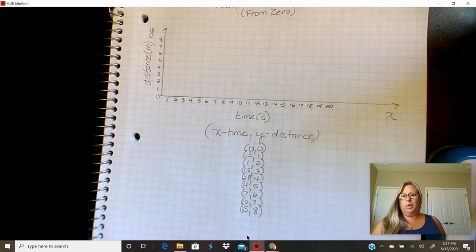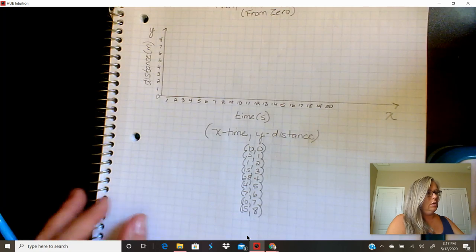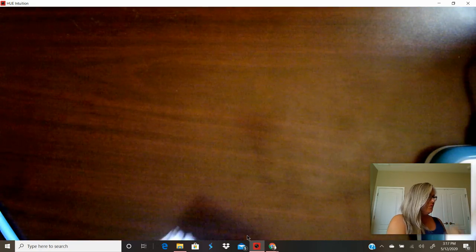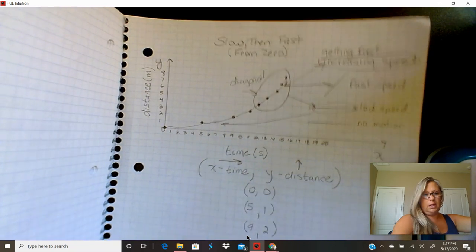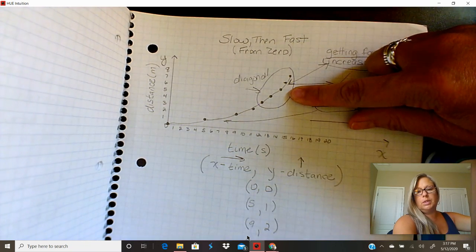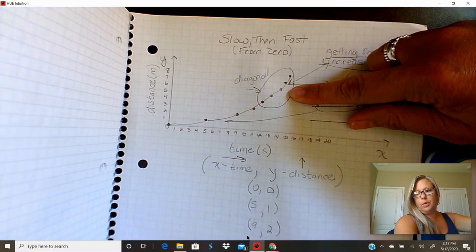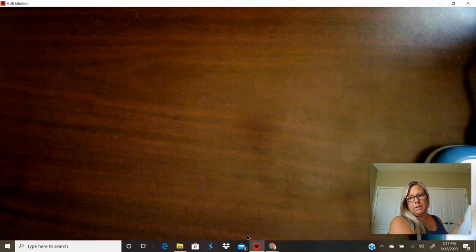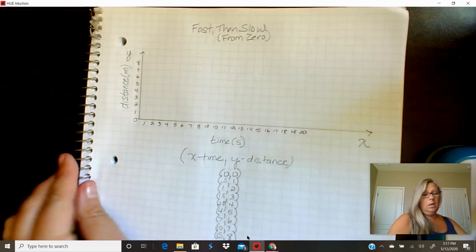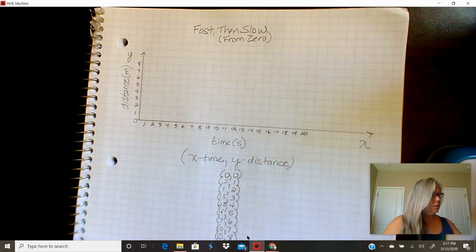All right. I know in the last one that we did, since it was slow then fast, the end of the graph turned into a steep diagonal. And I feel like now that we're doing fast then slow, it will probably start off steep and then end up flat. And let's see how that works.